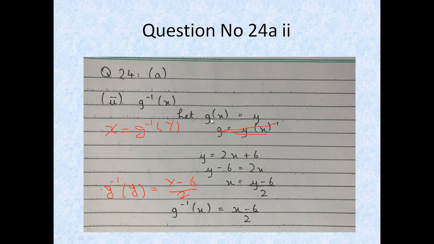In the place of g of x, I will put this formula: 2x plus 6 is equal to y. So I will make x the subject of this formula. So 6 will come to this side, so y minus 6 equals 2x. So x will be equal to (y minus 6) divided by 2. In the place of x, I can write g inverse of y equals (y minus 6) by 2. We will change the variable on both sides, so you will have g inverse of x equals (x minus 6) divided by 2. I hope you understand. That's how you find the inverse of a function.